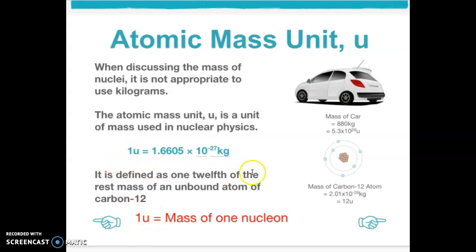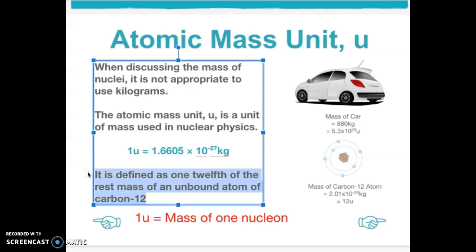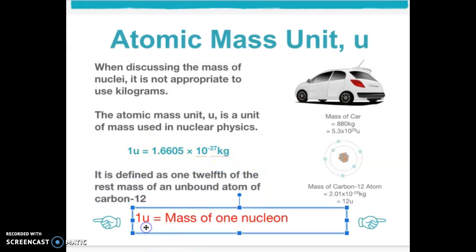The value 1.6605 times 10 to the minus 27 comes from a simplification. It's defined as 1/12 of the rest mass of an unbound atom of carbon-12. The rest mass is 12 grams. So if you can work out how many nucleons there are in 12 grams of carbon-12, which we'll look at a little bit later on, then you will find that approximately the mass of one nucleon is equal to this u. So 1 u is approximately the mass of one nucleon, although we'll look at the exact values in a moment.